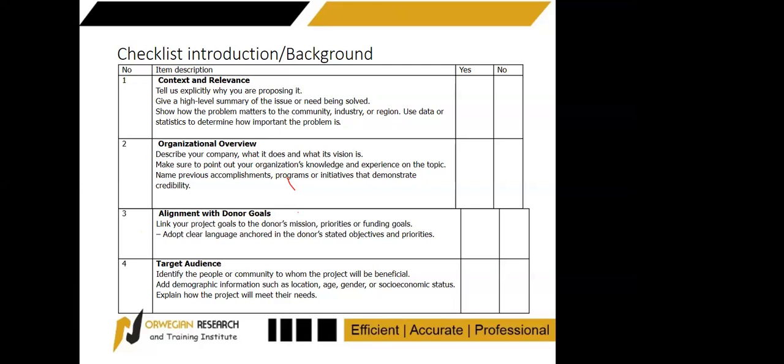Then you move to alignment with the donor goals. Is this particular project we are doing clearly linked with the donor priorities and goals? Link your project goals to the donor mission, priorities, or funding goals. Adopt clear language anchored in the donor's stated objectives and priorities.